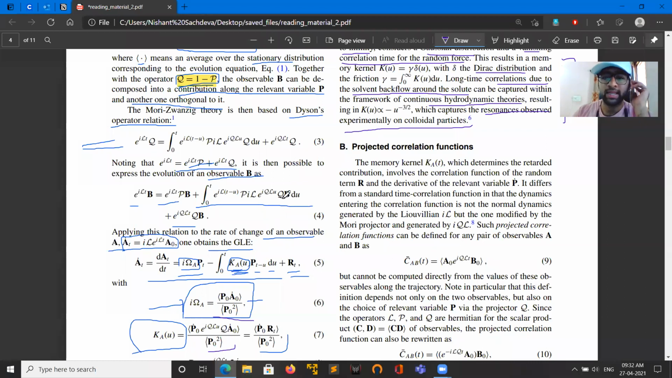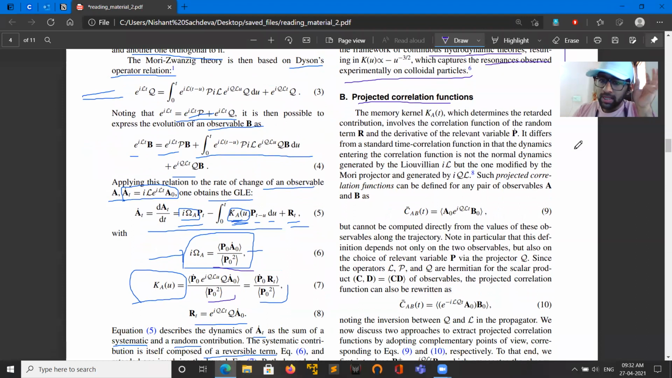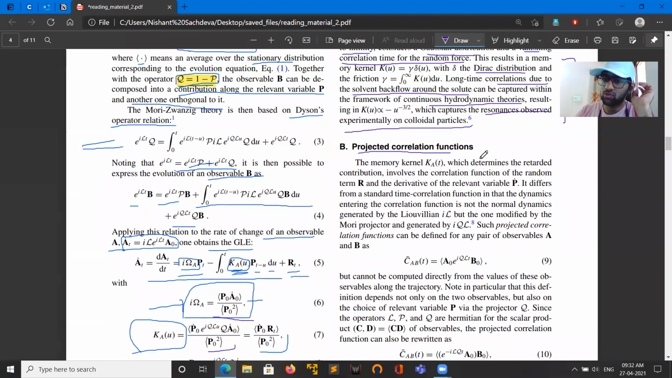Now we'll be studying in detail the projected correlation functions. The memory kernel K(t), which we use to determine the retarded contribution, involves the correlation function of the random term R and the derivative of the relevant variable, p dot. It differs from the standard time correlation functions in that the dynamics entering the correlation function is not the normal dynamics, but the one modified by the Mori projector and the generalized iQL.